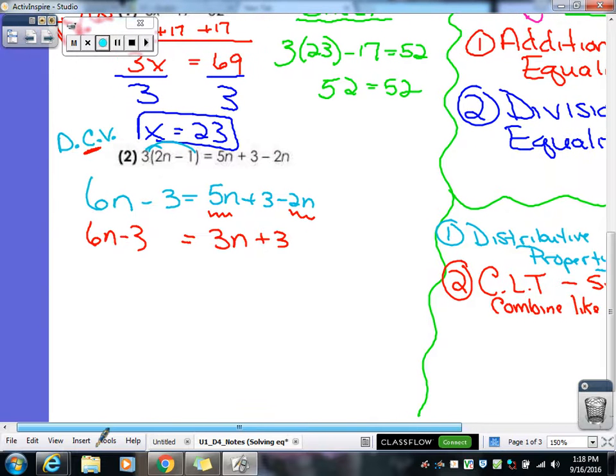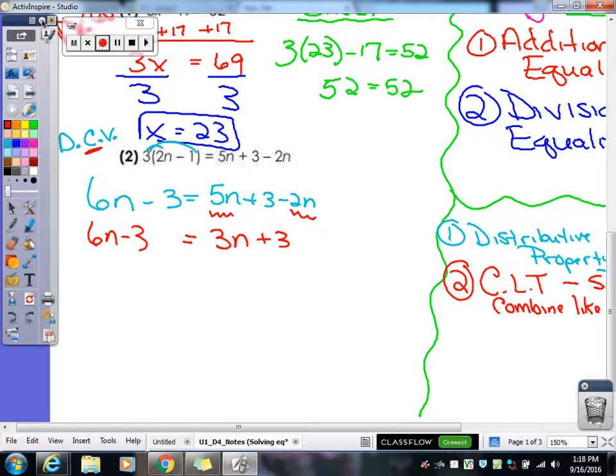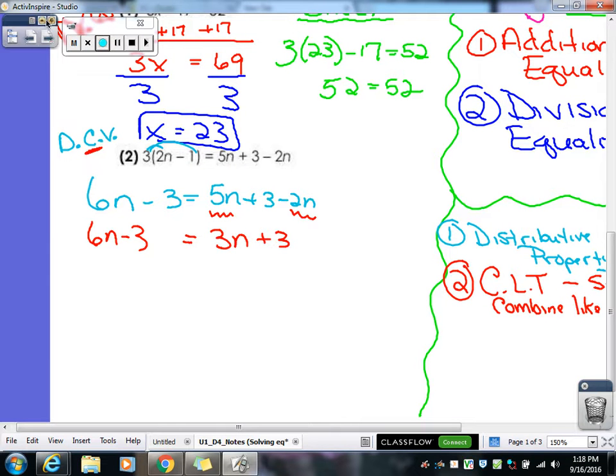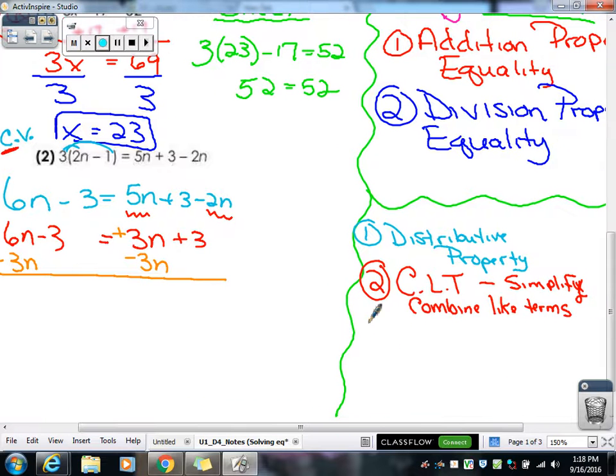All right. So now we're going to get the variable on one side. Now when I start moving things from one side to the other, we're going to start using our of equality things because we're doing them to both sides. So remember, this is a positive 3n. It's my smaller one. I'm going to move it over by minusing 3n to both sides. And again, that is called the subtraction property of equality.